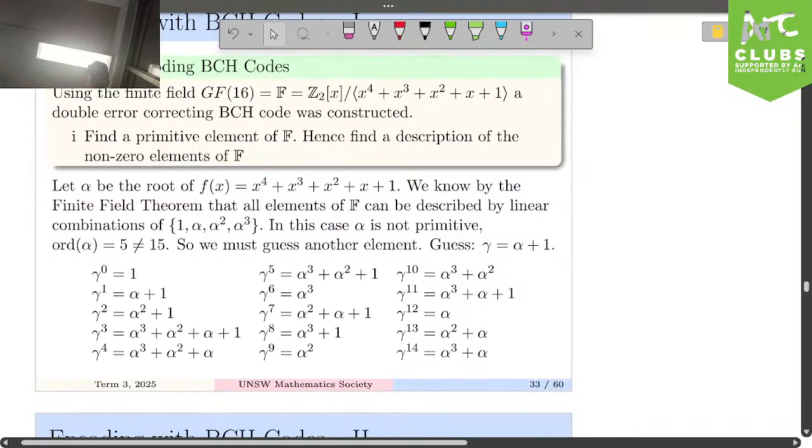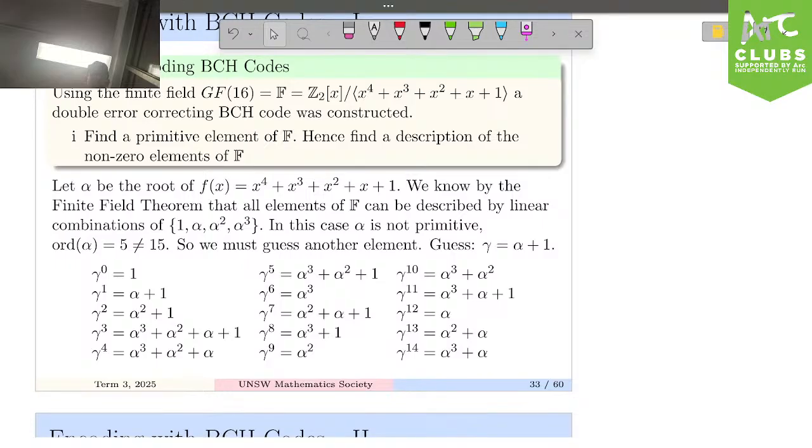So what you can do is, if you guess gamma is equal to alpha plus 1, then you can generate this table. This table is super important. Maybe everyone will take a picture of it because I'm going to be referencing it, and just because of the format of this talk, I can't take this with me. Okay?